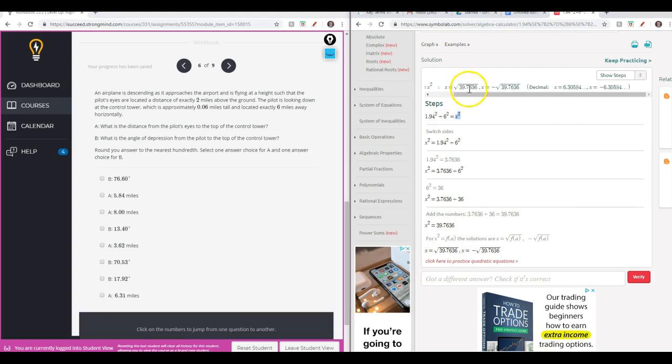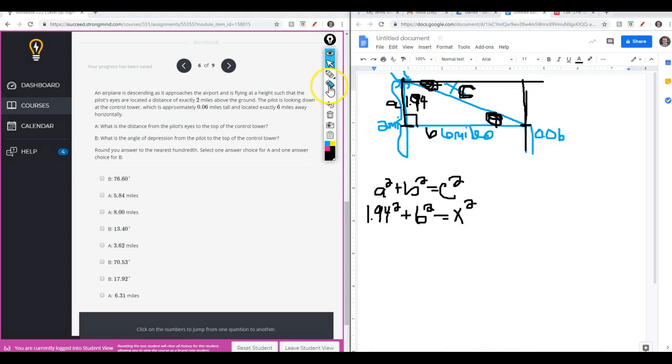If you come up here, it gives us these solutions up here, and then it gives us the decimal. X is equal to 6.305, and in this it says round to the nearest hundredth. So we would go to our thousandth, which is this 5, and up, you round up, so this is 6.31. So our x is equal to 6.31. So the length from the pilot's eye to the top of the tower is 6.31 miles.